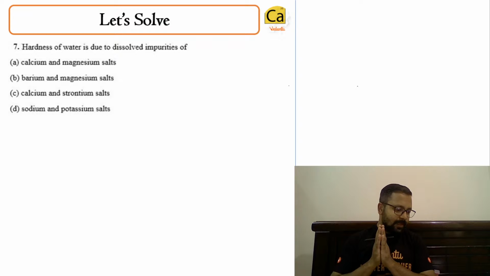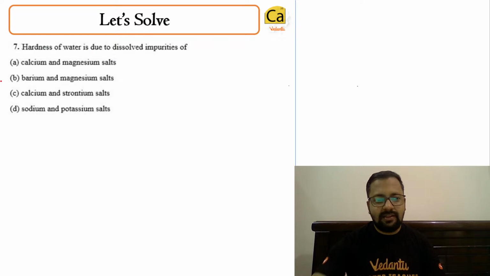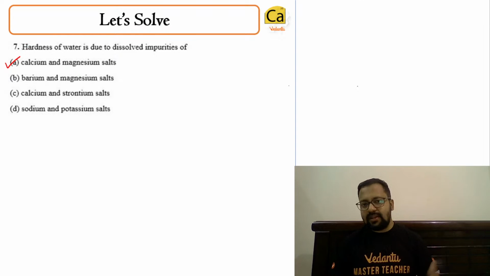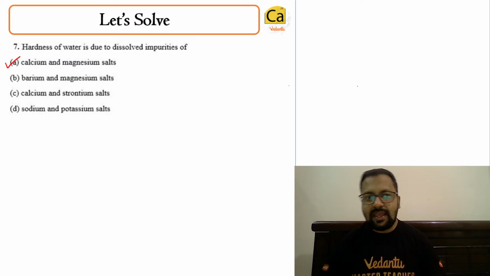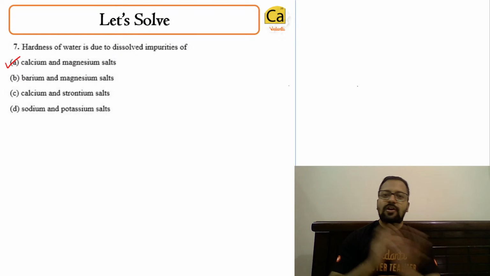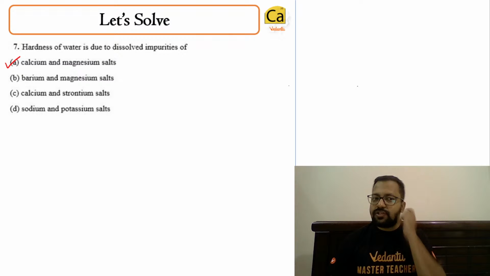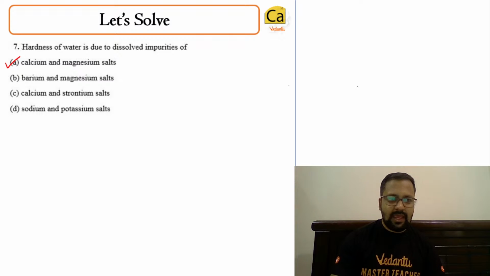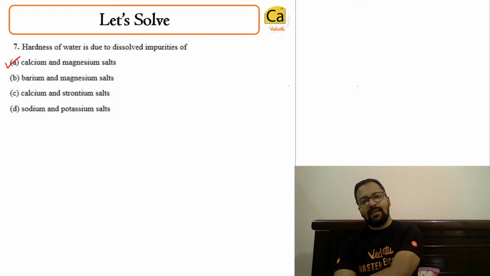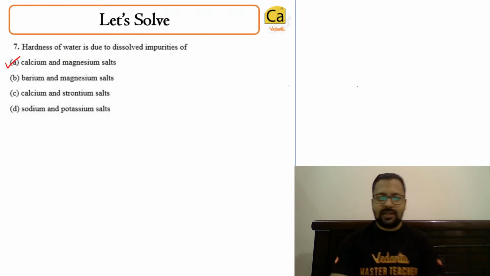The right answer is calcium and magnesium salts. The dissolved impurities are calcium and magnesium bicarbonates, or calcium and magnesium sulfate or chloride. Calcium and magnesium salts can be bicarbonates, sulfates or chlorides, and so the hardness of water is because of them. The right answer will be A. Clear? Chalo, let's go on to the next question.